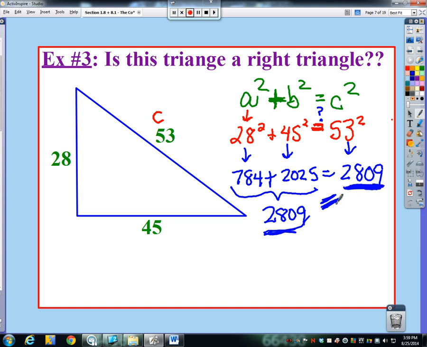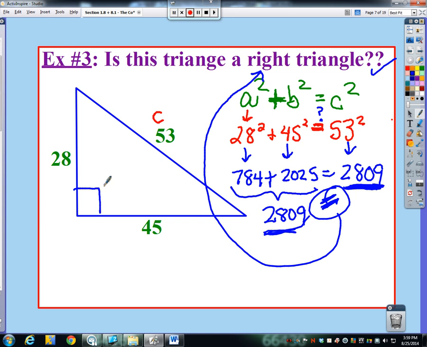And if that is a true statement, which it is, then that must mean, is this a right triangle? Absolutely. I may now draw in a 90-degree angle marking there in my triangle, and we do in fact have a right triangle. Now you might ask, what if that's not true? What if the two values on the left and the right aren't the same? Then what type of triangle is it?